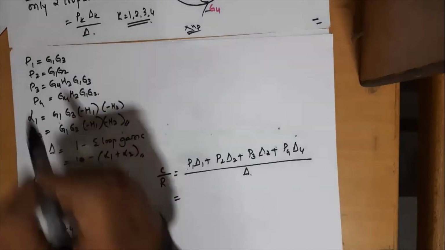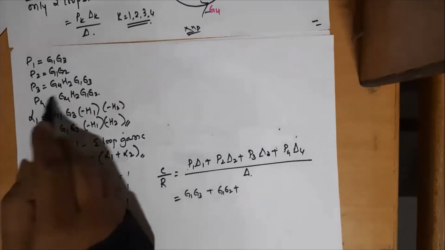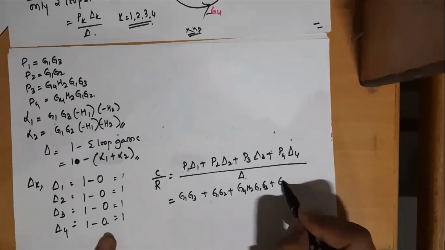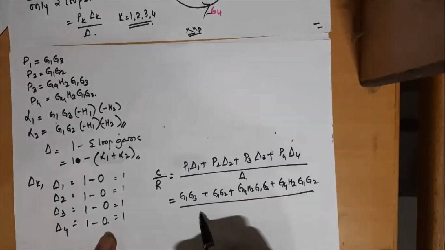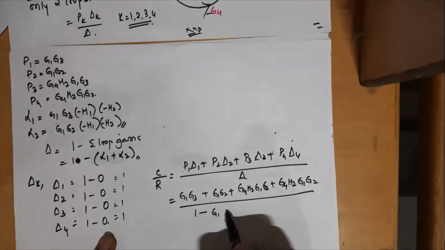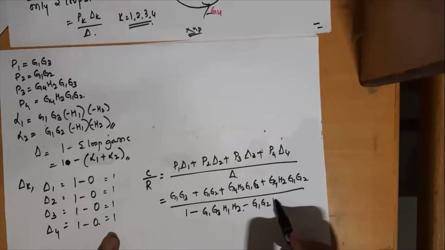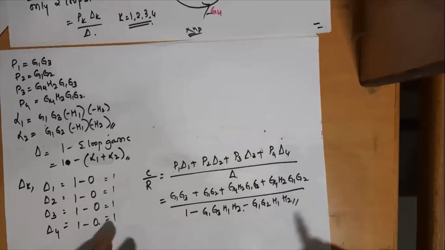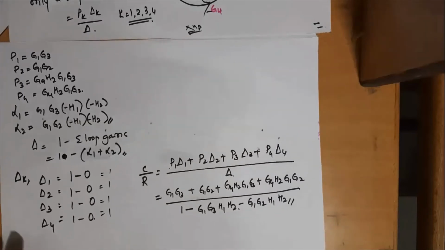Just go on filling everything. G1, G3 into 1 is G1, G3. Then G1, G2 into delta 2, which is G1, G2, plus G4, H2, G1, G3 plus G4, H2, G1, G2, the whole divided by the determinant, which is 1 minus G1, G3, H1, H2. Fine, delta is this one. I am just filling in L1. Then the L2 part is G1, G2, H1, H2. So this is our overall transfer function.